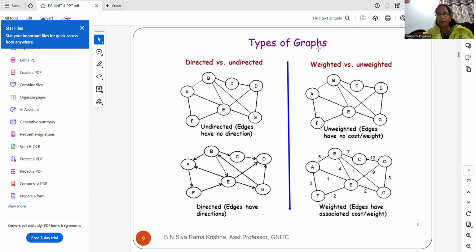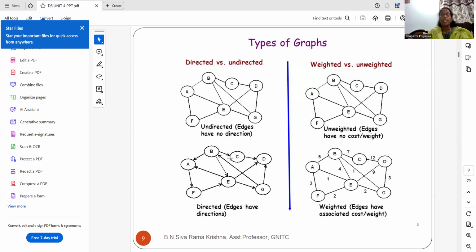See, these are the types of graphs. On the left side, we are showing directed versus undirected. On the right side, we are showing weighted versus unweighted. On the left side, we have a graph with A, B, C, D, E, F, G. All these are vertices. And we are not mentioning any directions from A to B, B to C, B to E. That is why it is known as an undirected graph.